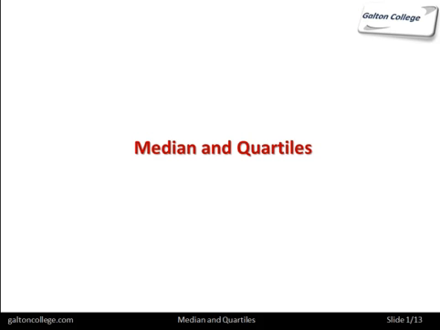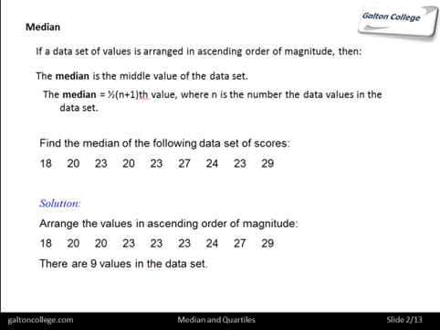In this class we want to talk about the median and quartiles. For a start, the median. Now, if a set of data is arranged in ascending order of magnitude, then the median is the middle value of the set. So we're looking for the middle value of the set. We arrange the data in order, so from small to large, and the middle item is the median.